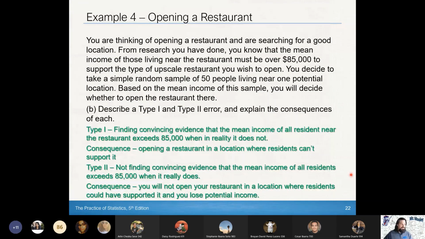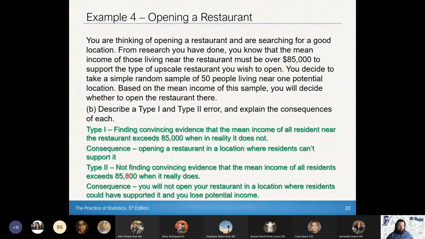Right? And so how that turns out here is a type 1 error is finding convincing evidence that the mean income of all residents near the restaurant exceeds 85,000, when in reality it does not. So again, if we found convincing evidence of the alternative, that would mean that we rejected the null hypothesis. But the reality is that that was incorrect. A consequence of this would be opening a restaurant in a location where residents can't support it. And that would be the real life consequence of this type of error. So when they're asking about a consequence, that's what we're looking for. What's the real life thing that could happen if we make this type of error?